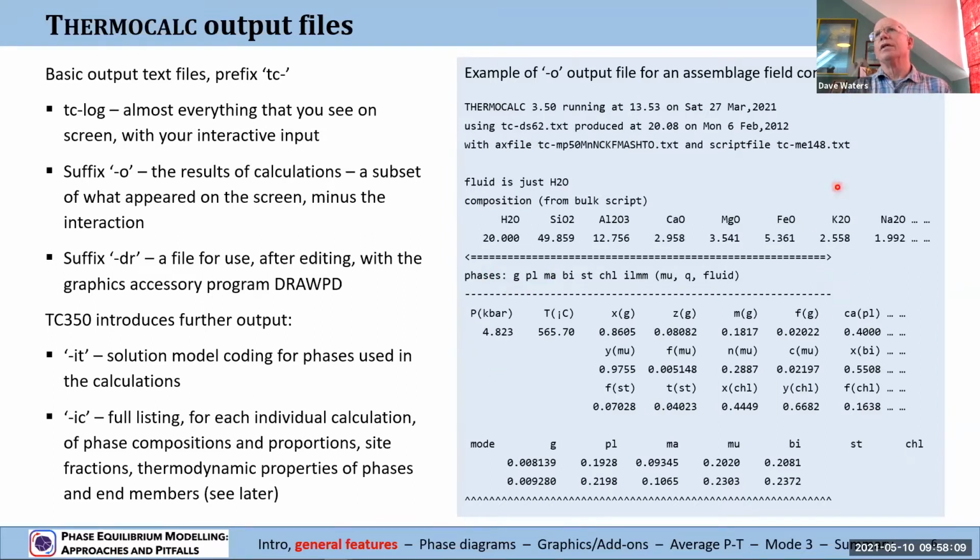On the right, we've got a truncated form of what the output looks like in the O file and what you'll see on the screen. This one was for locating the corner of an assemblage field where staurolite and chlorite modes go to 0.